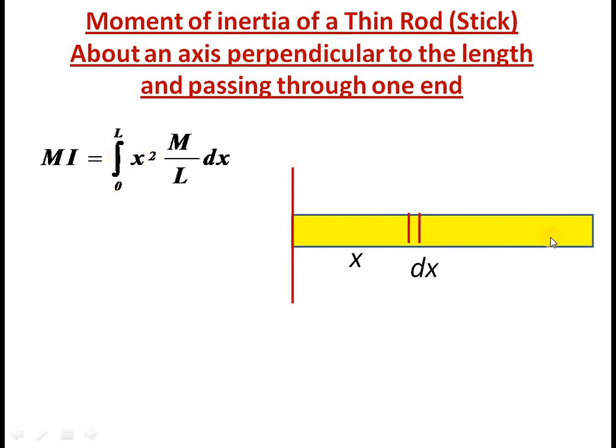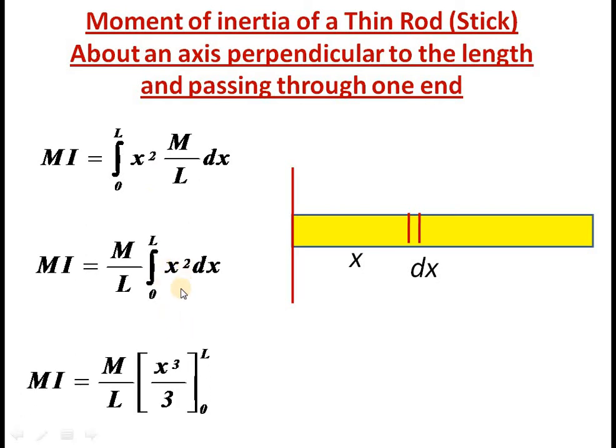We start from 0, it will end at capital L. So our integral limit is modified with respect to the previous. In the previous case we had minus L by 2 to plus L by 2, but here it is 0 to L, because our axis shifted from center to one side. Okay, so M by L you can take outside, and inside you have x square dx.